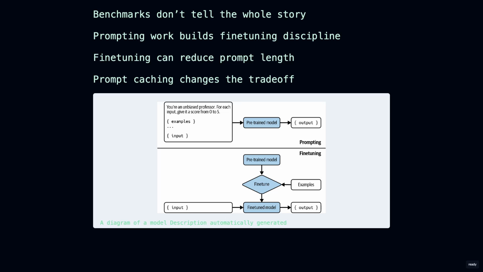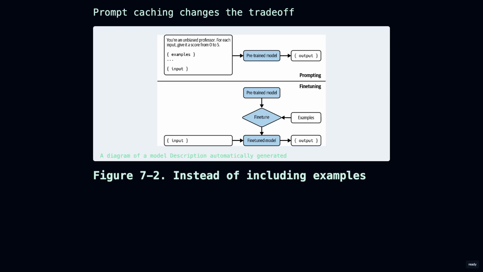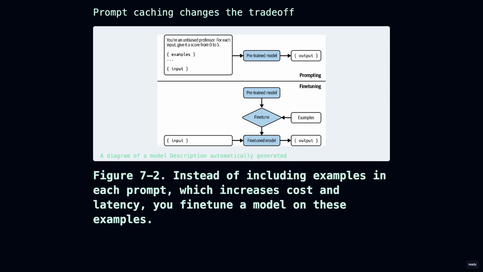This diagram illustrates the basic trade-off, putting examples into every prompt versus moving that knowledge into the model itself. The key idea is that fine-tuning shifts repetition from inference time into training time. This figure reinforces the same message. If the same examples would otherwise be repeated in every request, fine-tuning can make the system simpler and cheaper to run at inference time.